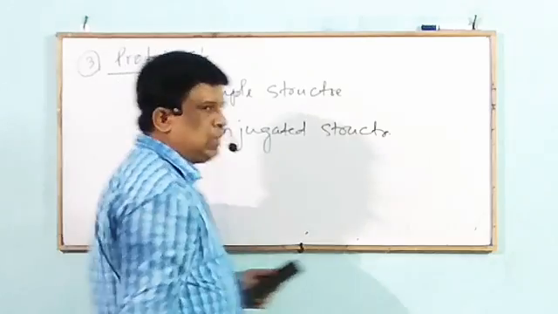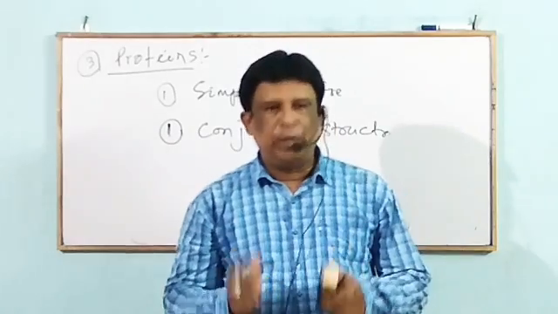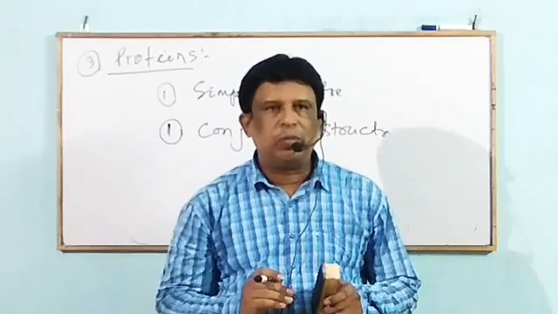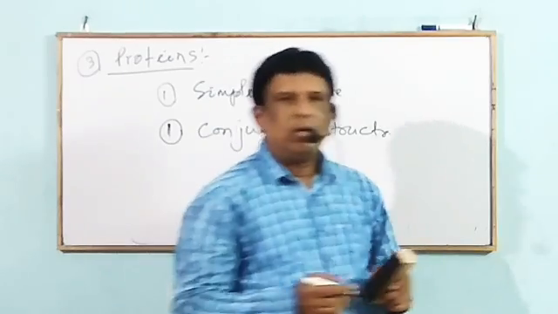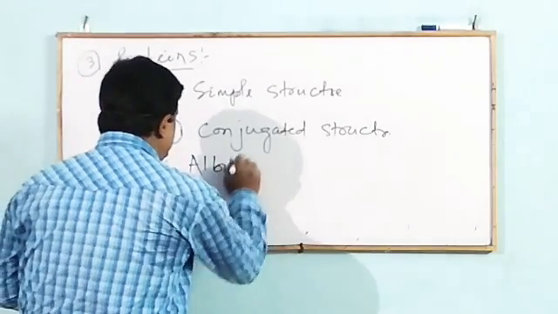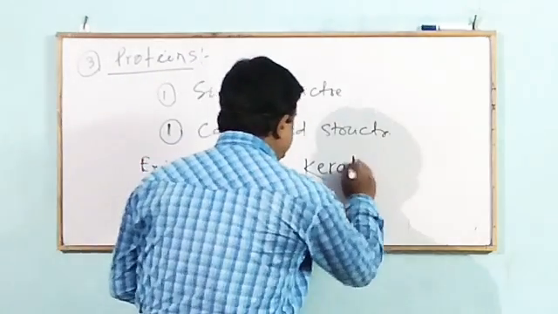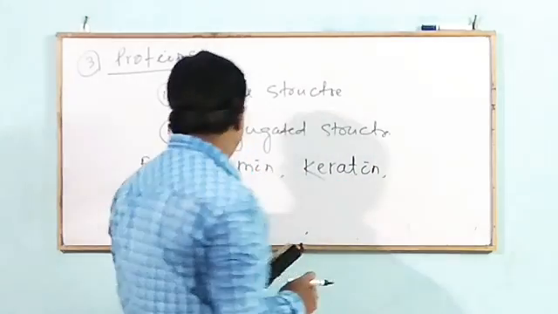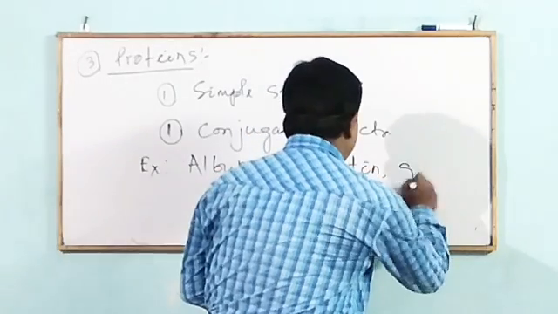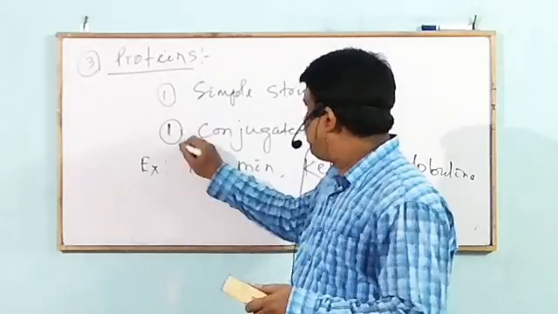First one is simple protein. What is a simple protein? It gives amino acids on hydrolysis. Examples are albumin, keratin, globulin, etc.